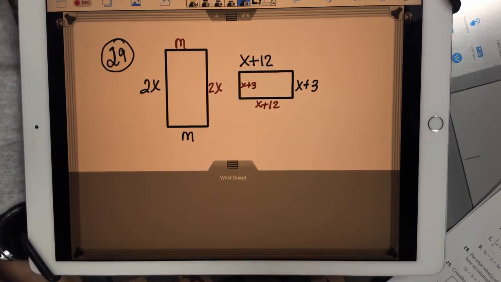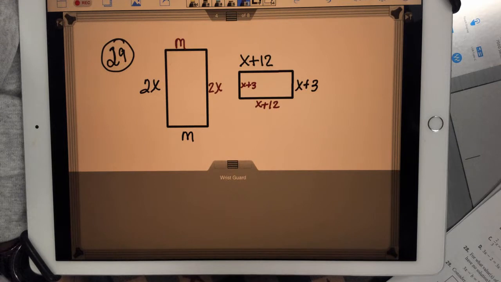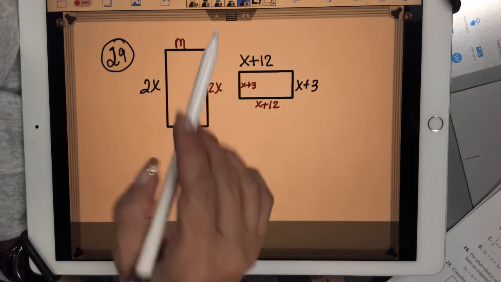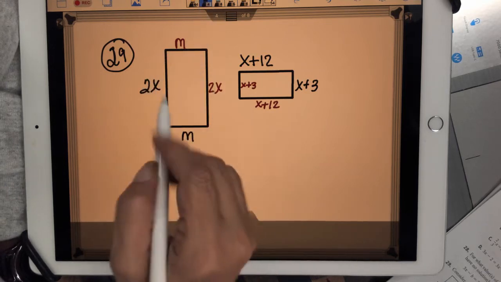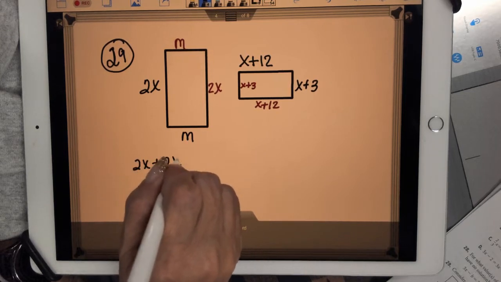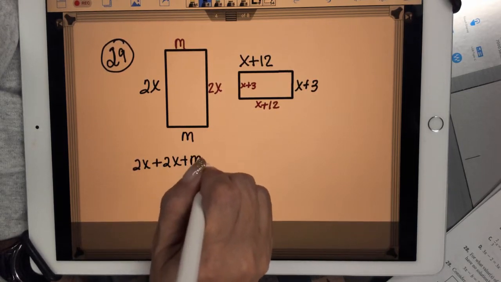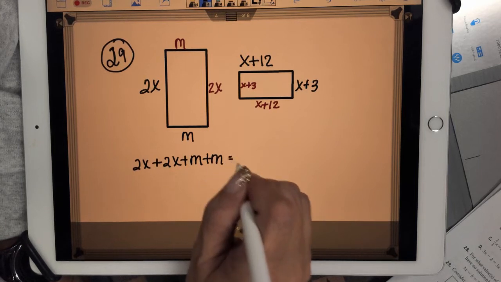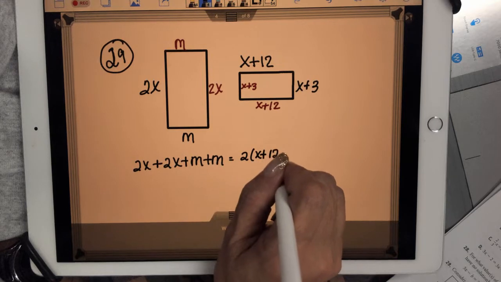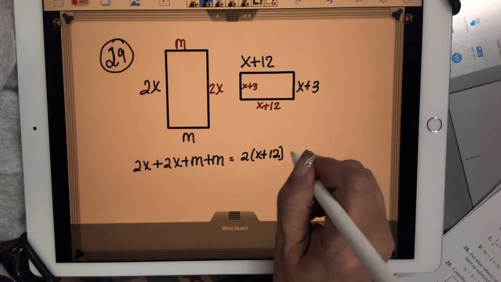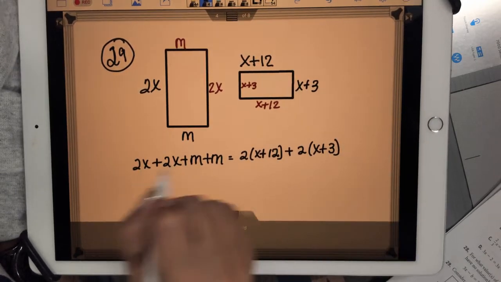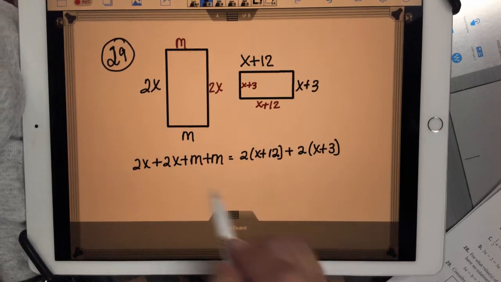If they're going to tell me to write an equation that states that the perimeters of the two rectangles are the same, I would say the perimeter of this one is 2x plus 2x plus m, equals 2 times x plus 12. The reason I'm doing 2 times is I didn't want to double it. And then plus 2 times x plus 3. Could you have written it out like I did this one? Yeah, you could have. It was just easier to do this.